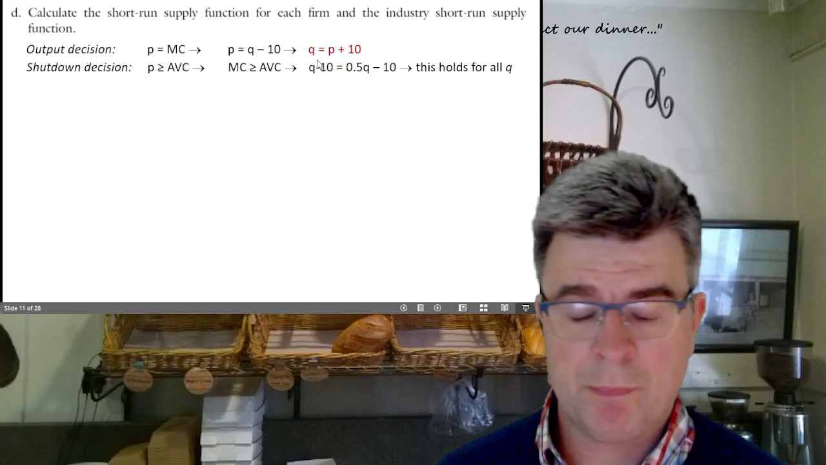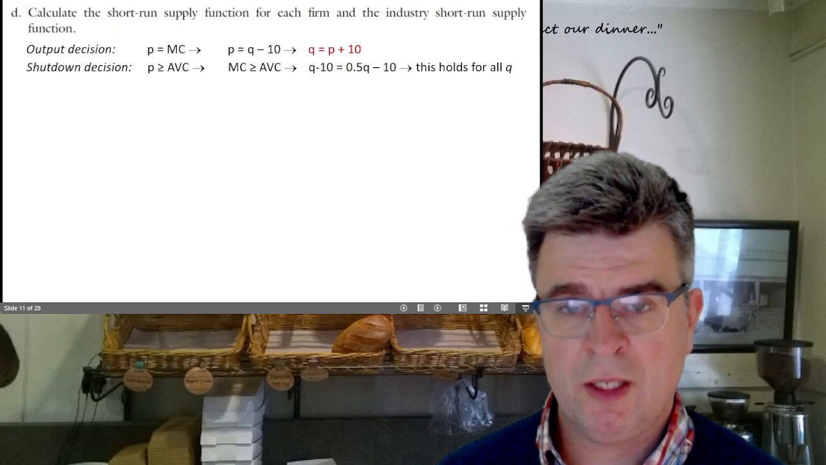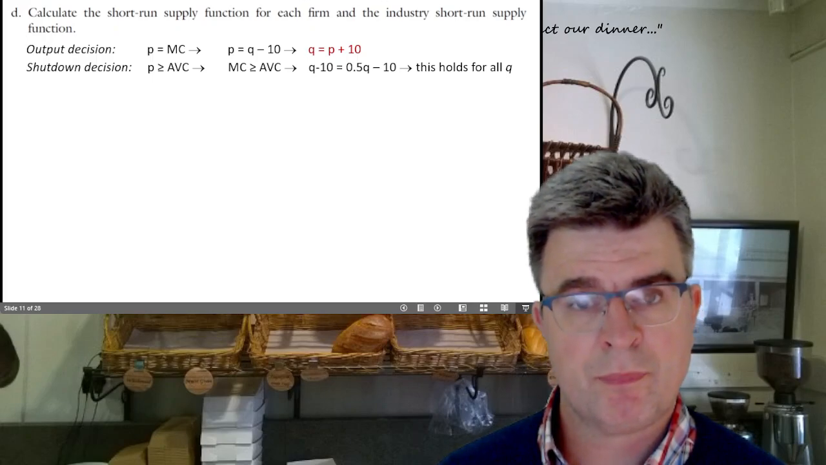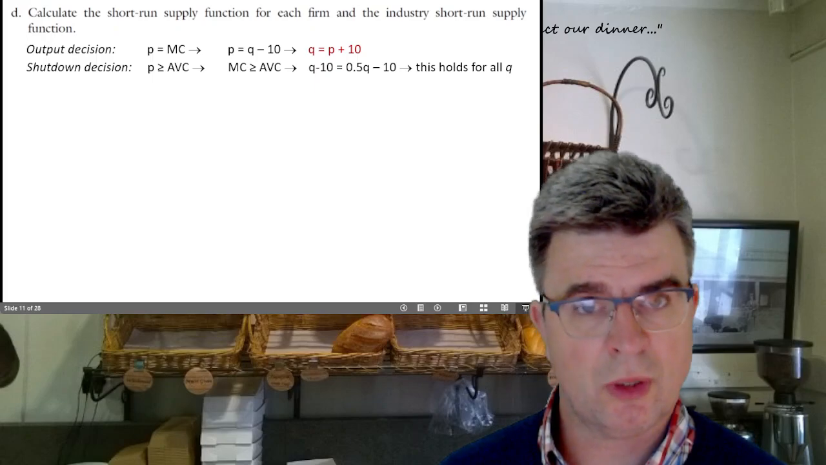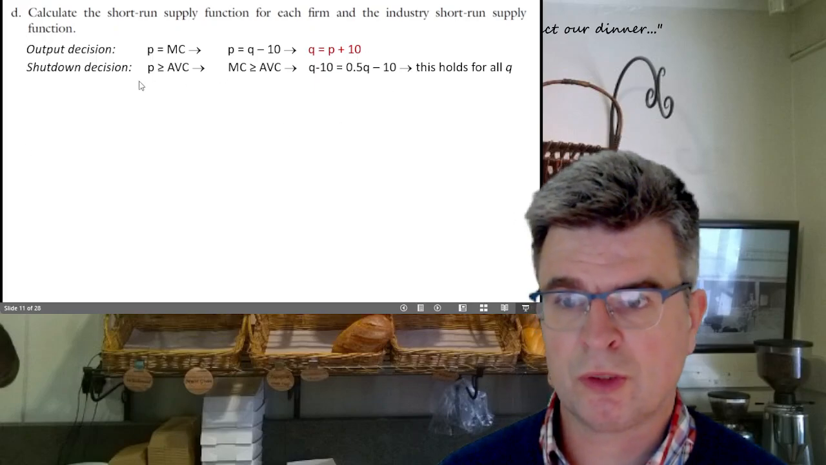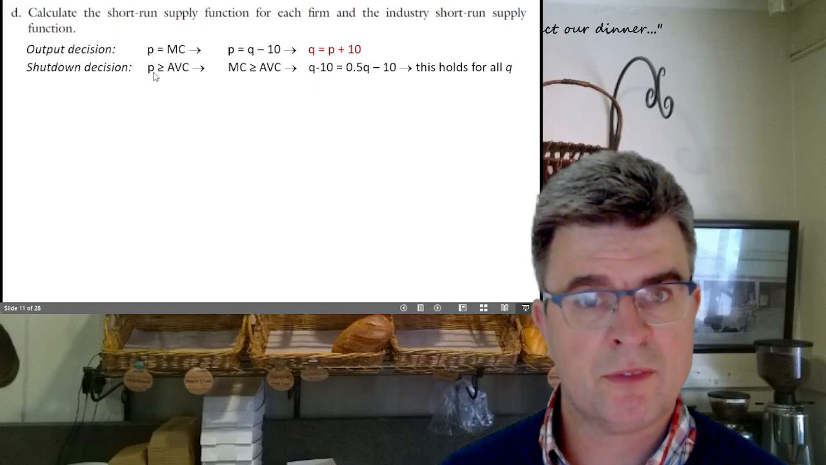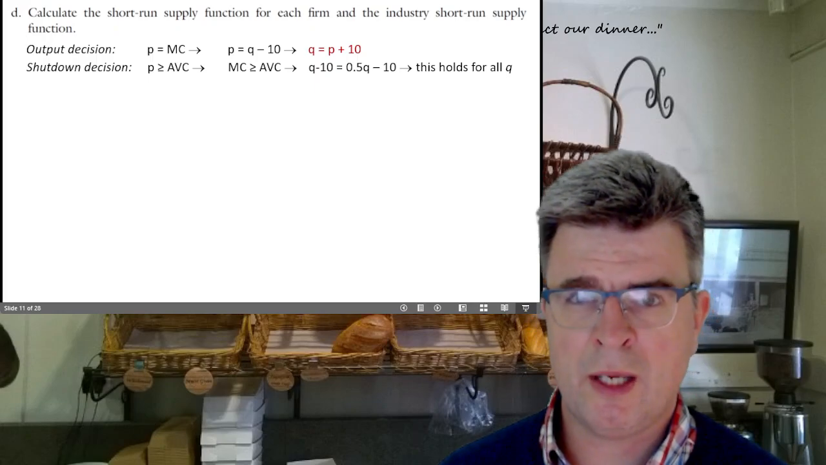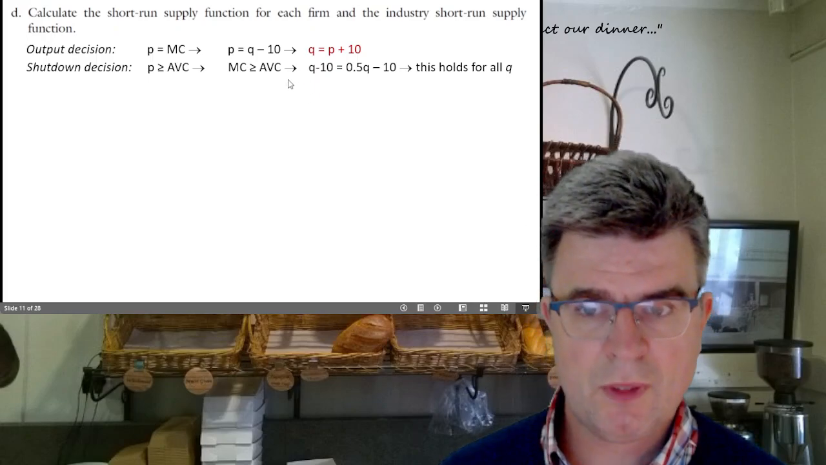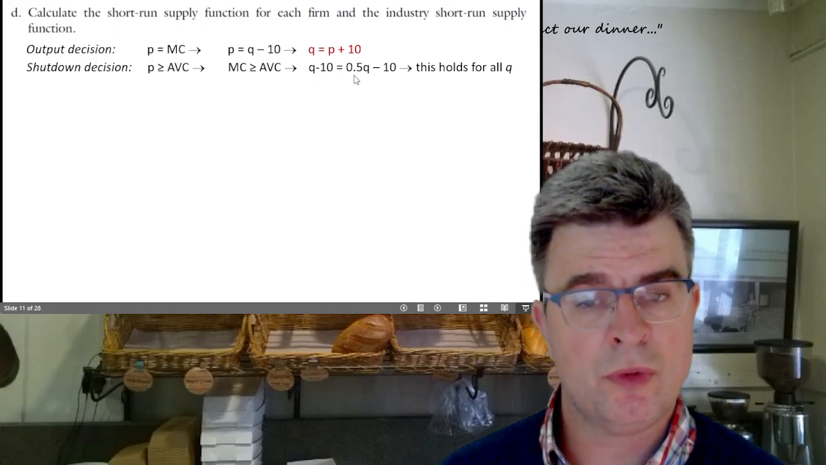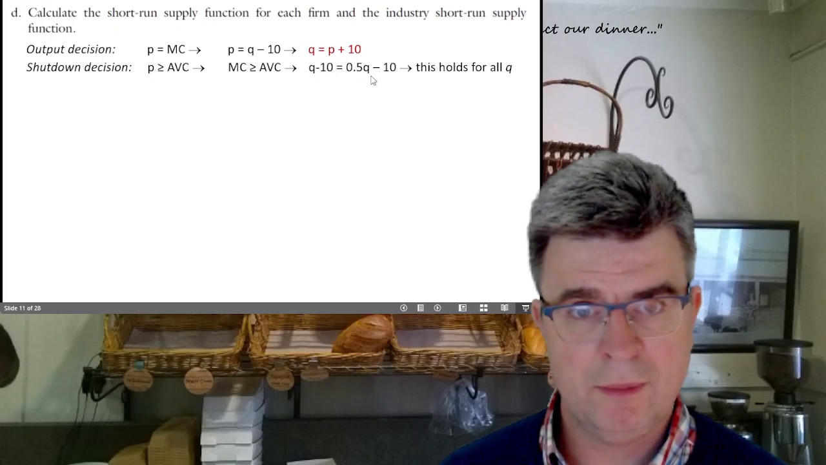But will the firm produce at all? At this level, does the firm recoup some of its fixed cost? It only recoups part of the fixed cost if the price that it receives is at least identical to the average variable cost. The average variable cost is equal to 0.5Q minus 10.